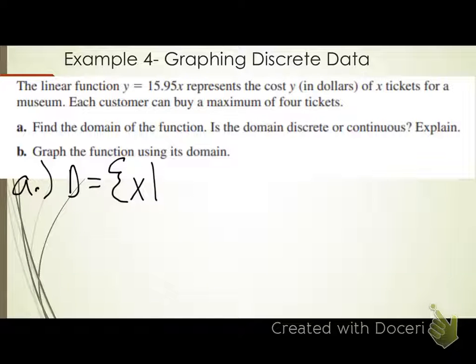Yes. 1, 2, 3, 4. Is that it? Yes. Because they can buy a maximum of only 4 tickets. They can buy a maximum of 4, so I have to stop at 4, right? So do I need to use an interval or anything like that? Like an inequality to represent that interval? Or why not?